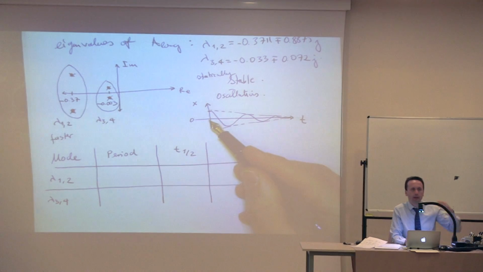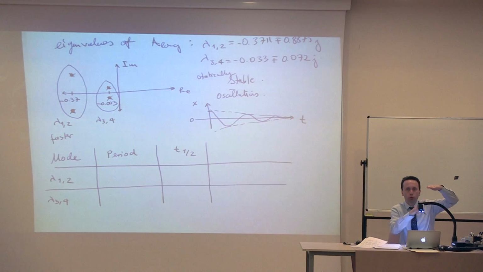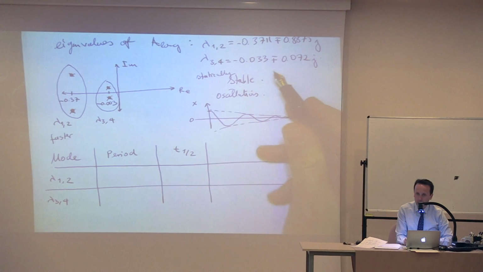If you start at the trim point, nothing will happen. Only if you disturb it from the trim point, or you don't start from the trim point, it will just oscillate and come back to the equilibrium point. So this is what you are seeing here, okay?